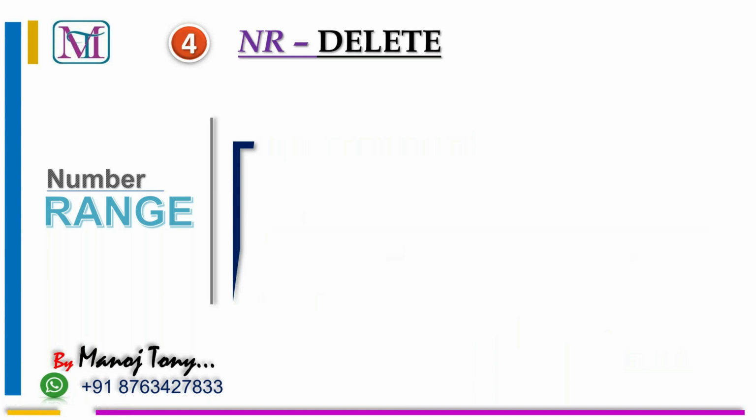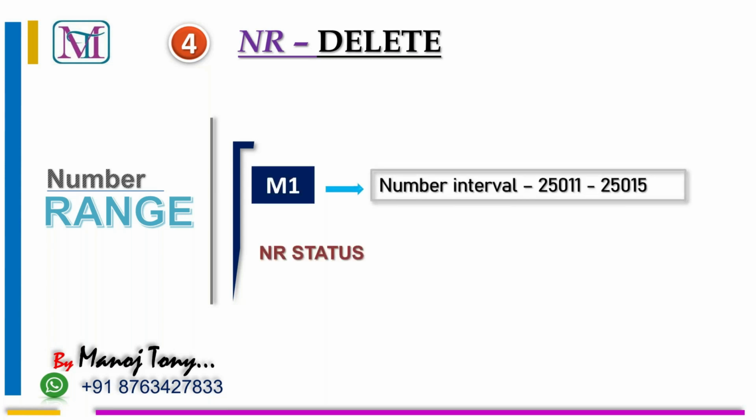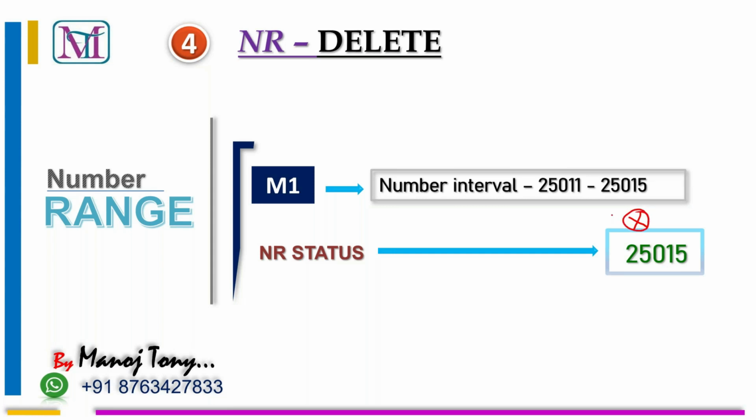How to delete the NR status? Suppose by mistake we have assigned some number, and for that interval we have created one or two sales orders. Very few sales orders we have created. Due to some circumstances, we have to delete that interval. So how to delete? M1 is already created. If you want to delete, initially the NR status is there. Now we have to remove this NR status, make it blank. Without making it blank, we cannot delete. I'll show you.